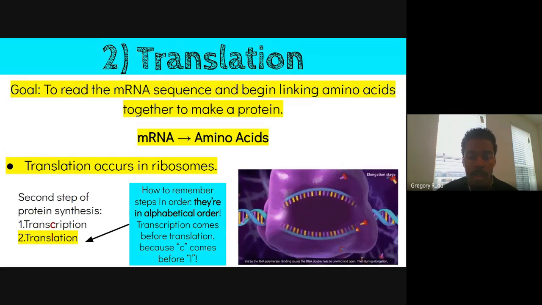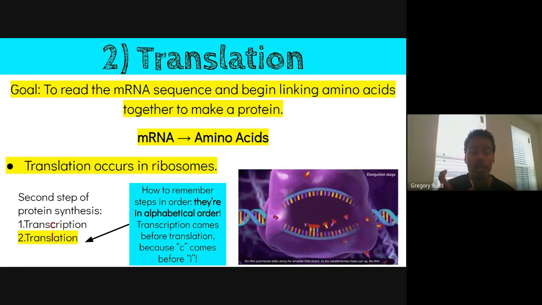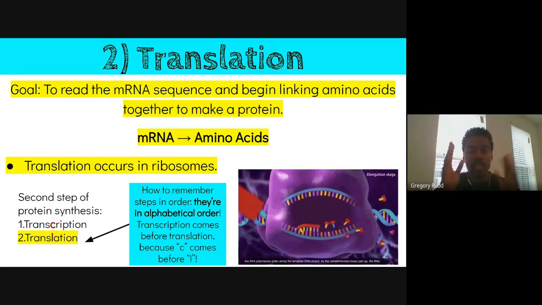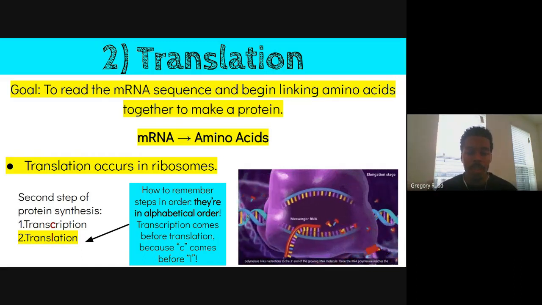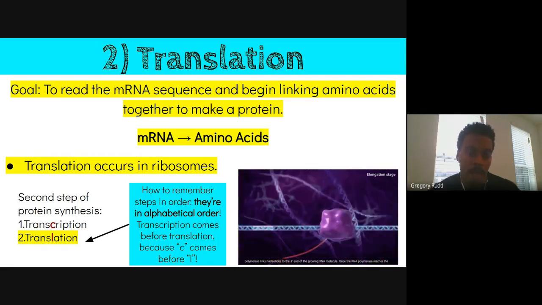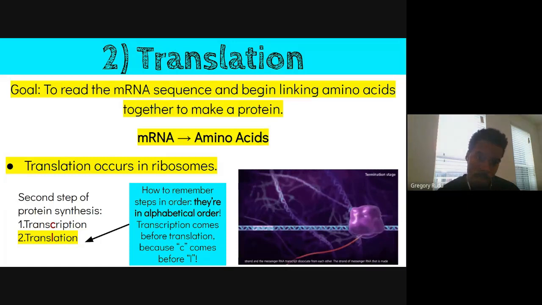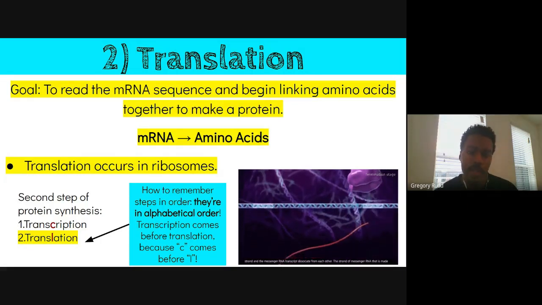Now, it's easy to remember that transcription happens first because transcription and translation are in alphabetical order. So transcription is alphabetically before translation because C comes before L. Transcription, then translation. So translation is the second step. It comes after transcription. Translation occurs in ribosomes.